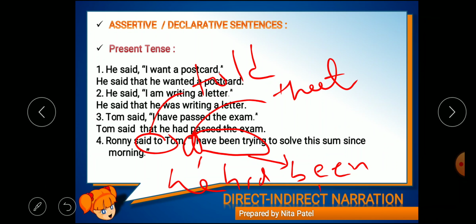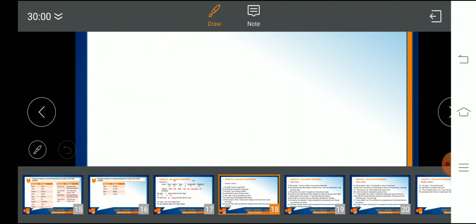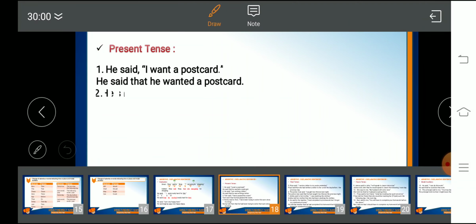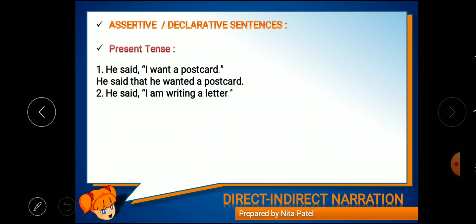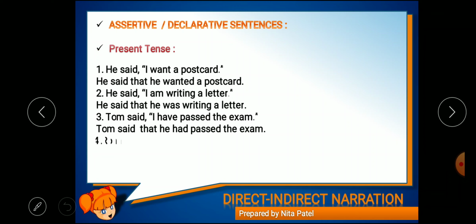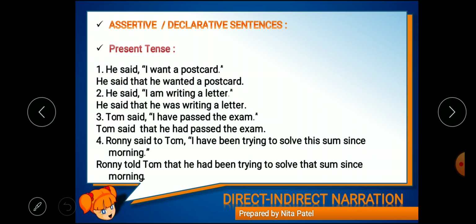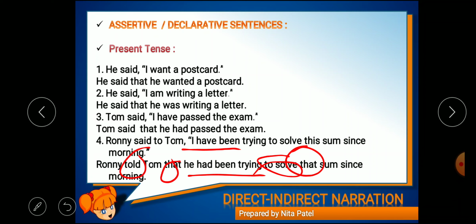Okay, let me clear the screen for you. Sorry. Okay. Ronnie told Tom that he had been trying to solve that sum since morning. Which are the changes that we have made? Yes, you can see that. Right. So these are the changes we have to do when the present tense comes.